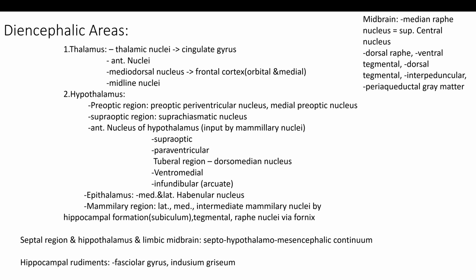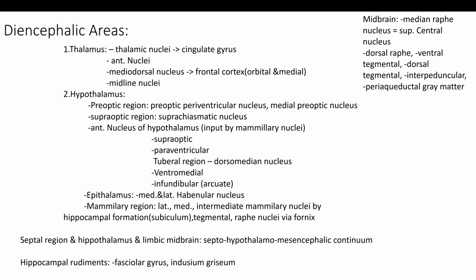Mammillary region has lateral, medial and intermediate parts, getting fibers from the hippocampal formation and subiculum via the fornix and tegmental and raphe nuclei. Limbic midbrain consists of median raphe, which is superior central nucleus, dorsal raphe nucleus, ventral tegmental area, dorsal tegmental area, interpeduncular nucleus, periaqueductal gray matter.